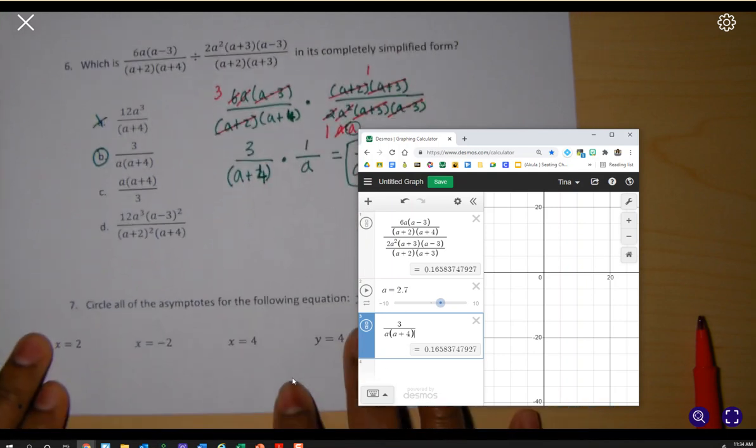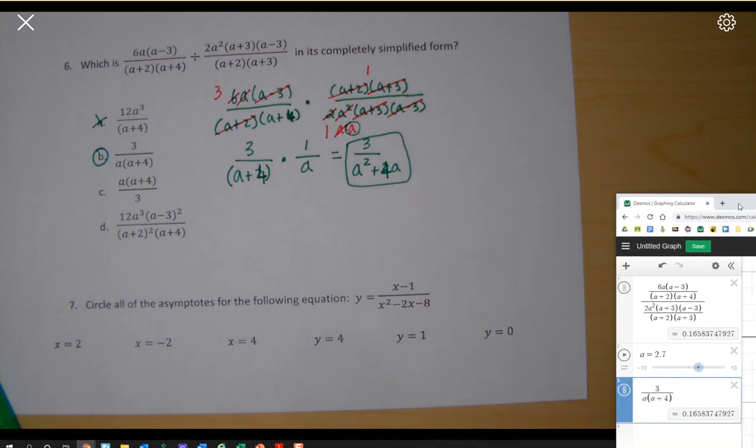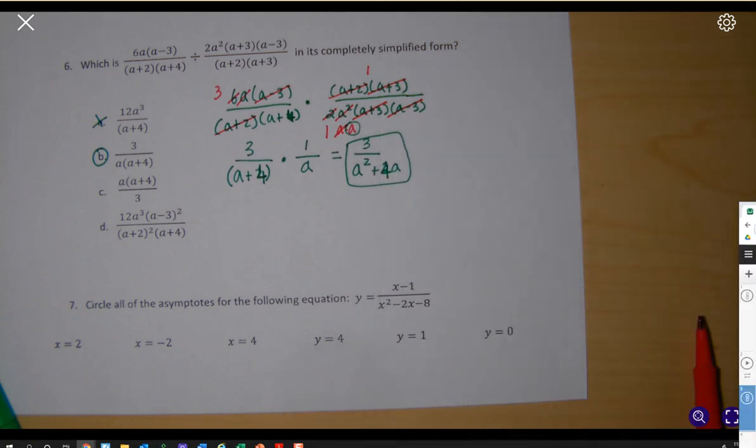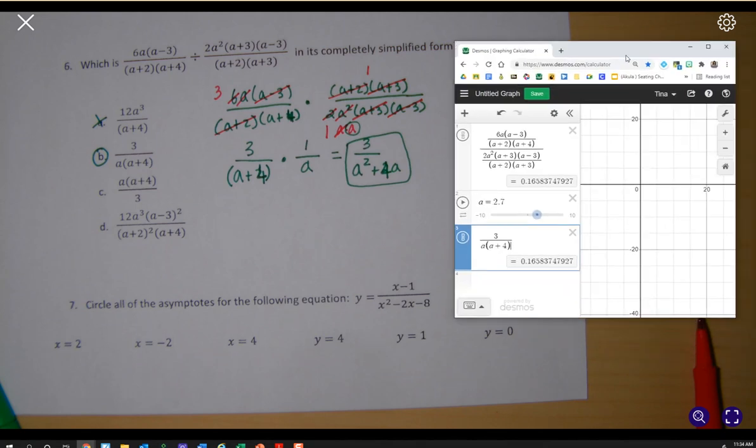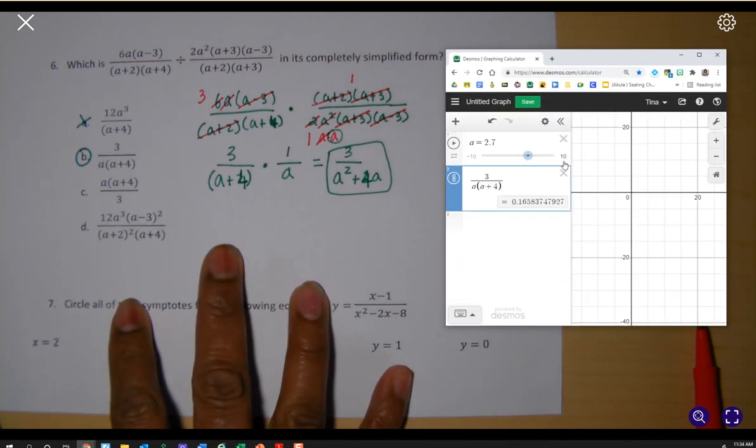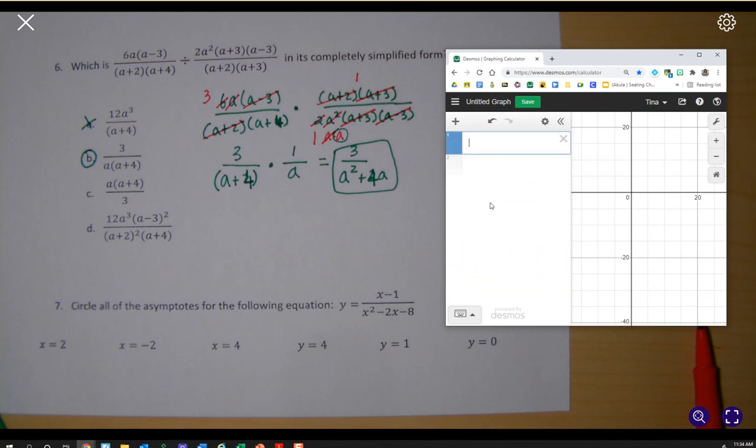Alright, problem number 7. It says here, circle all of the asymptotes. So we need to go ahead and graph this, and then we need to find all of the asymptotes, meaning we need to find the vertical and the horizontal. Okay, so you need to select all of them. So we're going to go ahead and graph it. Y equals, you don't have to put the y equals, it doesn't matter. X squared minus 2x minus 8.